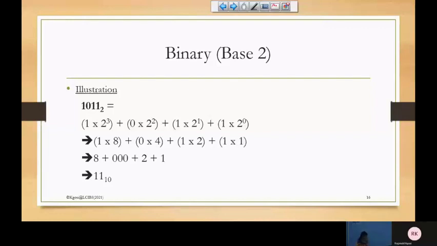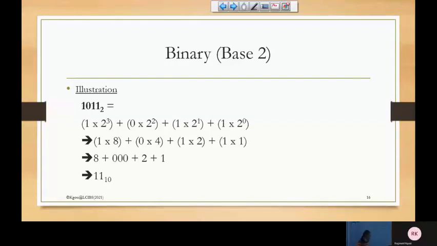In the third position there, we find a 0. So that 0 we're going to multiply by the base, which is a 2, to the power 2, which is the position. And then finally, we have a 1 in that position there. We're going to multiply it by the base, which is 2, to the power of the position, which is 3.